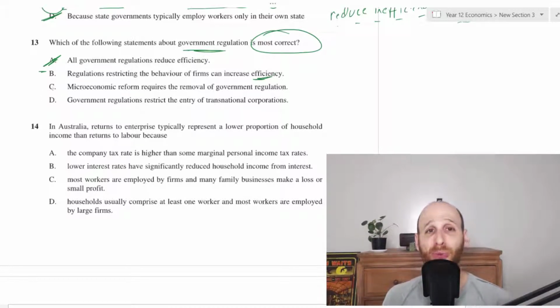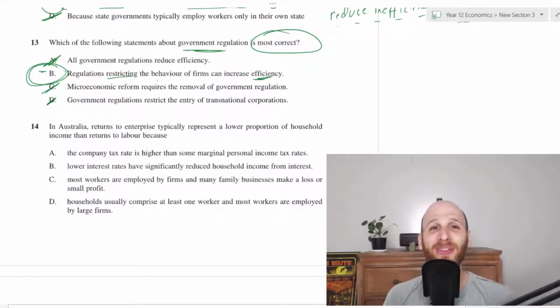Microeconomic reform requires the removal of government regulation. Actually, micro reform could mean more government regulation, but that makes markets more efficient, hopefully. Government regulations restrict the entry of transnational corporations. Not necessarily. In fact, Australia has welcomed them. So I think the best answer here is B.